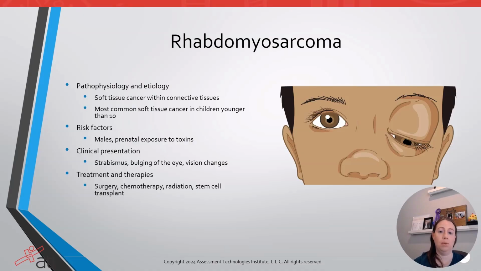Increased risks are being male, under 10 years old, and having certain genetic syndromes like Noonan syndrome can increase your risk to this, as well as exposure to prenatal drugs like marijuana, cocaine, and radiation. You're going to see things like strabismus in these kids, eye bulging due to the actual tumor growth, and vision changes. If it's in other body areas, obviously the symptoms will vary depending on the location of the tumor. So once again, treatment is chemotherapy, that's one word, chemotherapy, radiation, surgery, and also you could use stem cell transplants for severe cases.